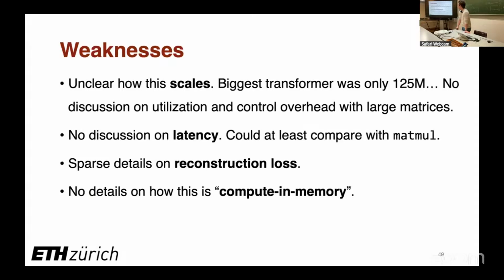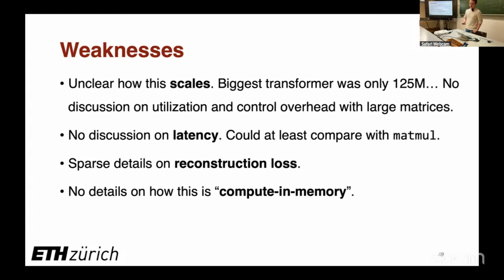Now for the weaknesses, the biggest weakness, in my opinion, is that there's no detail on how this scales, both in terms of the control overhead when you go from a transformer that has only 125 million parameters to the modern LLMs with hundreds and hundreds of billions. There's no mention of how this scales in terms of the overhead, but also error propagation. As you go with deeper models and wider models, does the accuracy drop increase? This is not discussed. I did contact the authors and they think it's not an issue, but we need data on that.